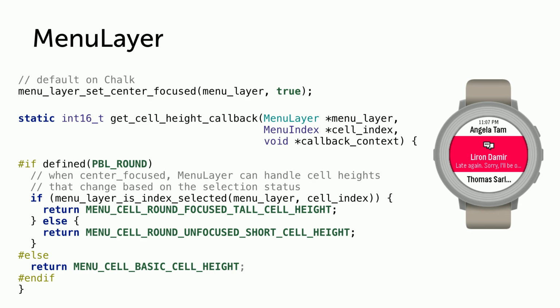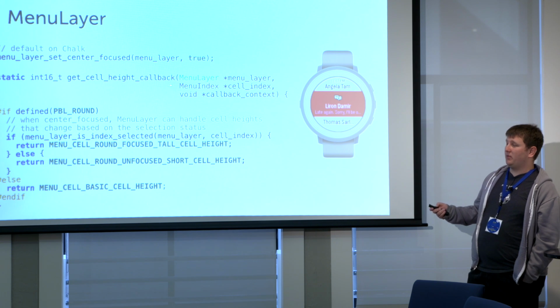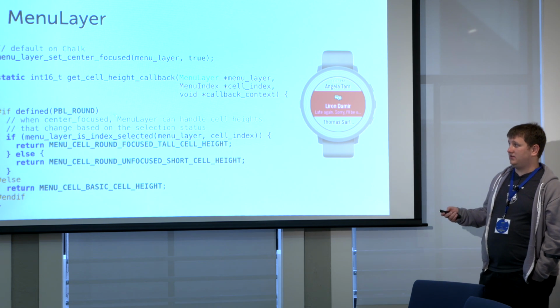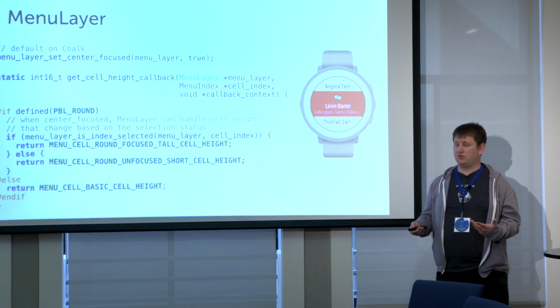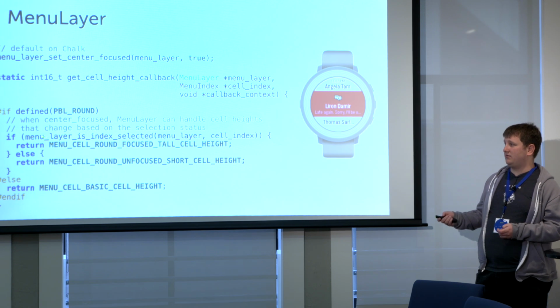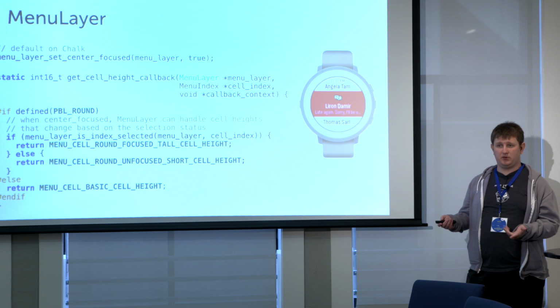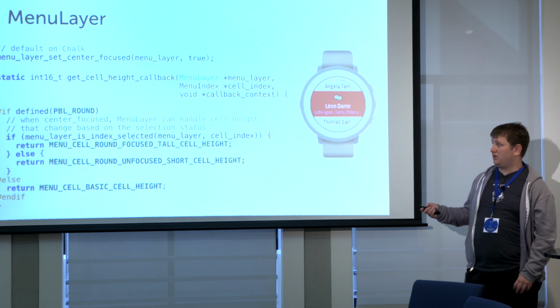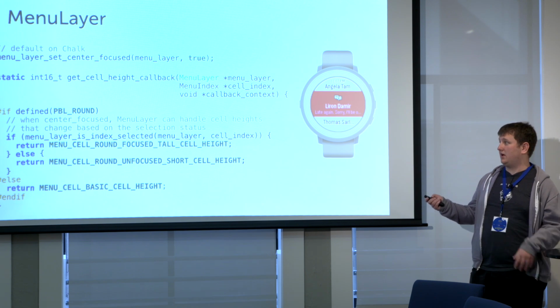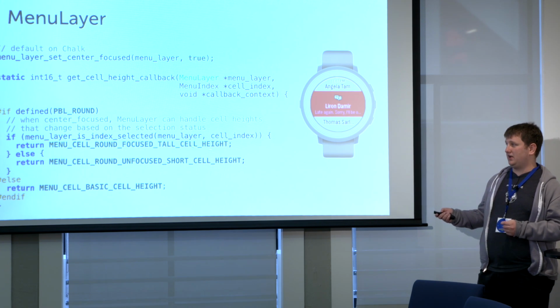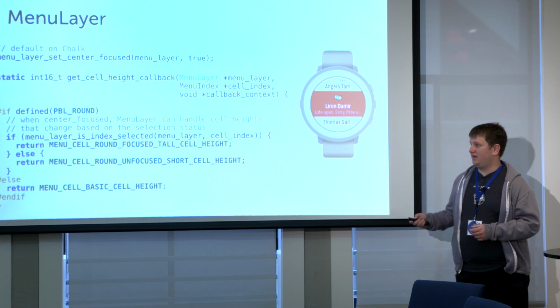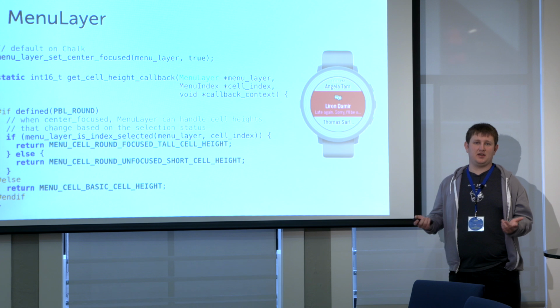So that's great, but how do you actually choose a different cell height based on whether a cell is focused or not on round displays? Well, you have your get cell height callback that you provide to the menu layer, and you can take advantage of the PBL_ROUND define to know whether or not you're running your menu layer on a round or rectangular display. If you're on a round display, we have this function, menu_layer_is_index_selected, introduced in the 3.x SDK, that allows you to pass in the menu layer and the cell index, which is one of the arguments you get for the cell height callback. That will tell you whether or not the cell is the focus cell. If it is, you can pass in your focus cell height. If it's not, you can pass in your unfocused cell height. And then on non-round displays, you can just continue to use the basic cell height for all of the cells.